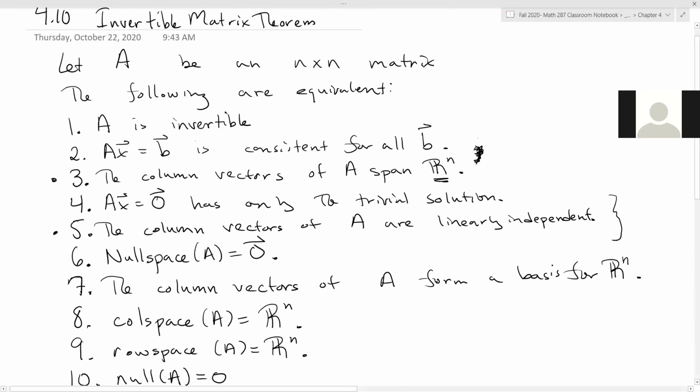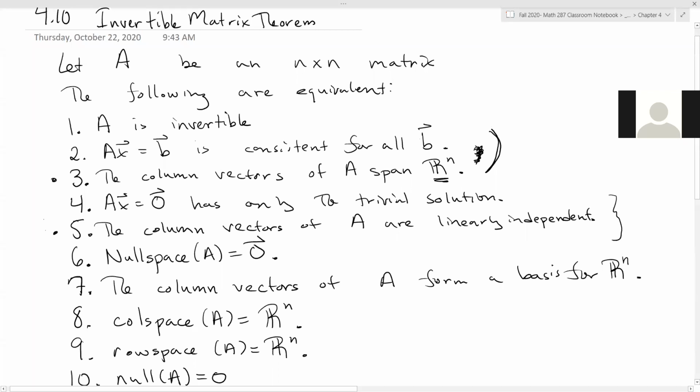And if I were constructing some relationships here as you're working through your homework, as you're studying for your exams, we'll start out with these two. AX equals B is consistent, and the column vectors of A span Rn. They're connected whether or not you're looking at invertible matrices. How we prove what the column vectors of A span is we look at what kinds of solutions we can get for AX equals B. AX equals 0 has only the trivial solution. The column vectors of A are linearly independent, and the null space of A equals 0, they're connected together as well.